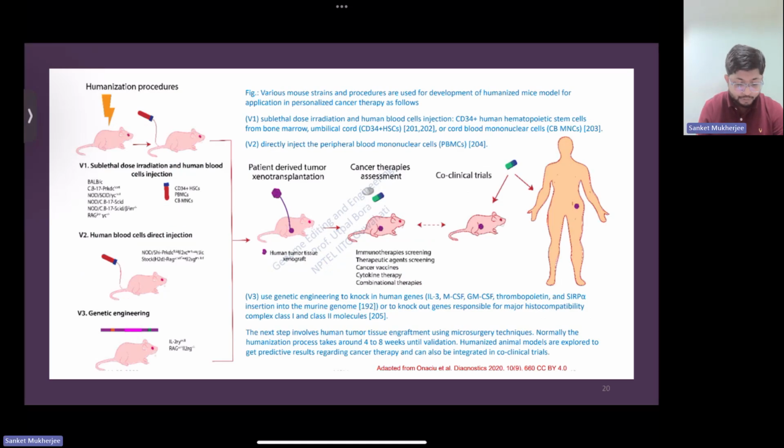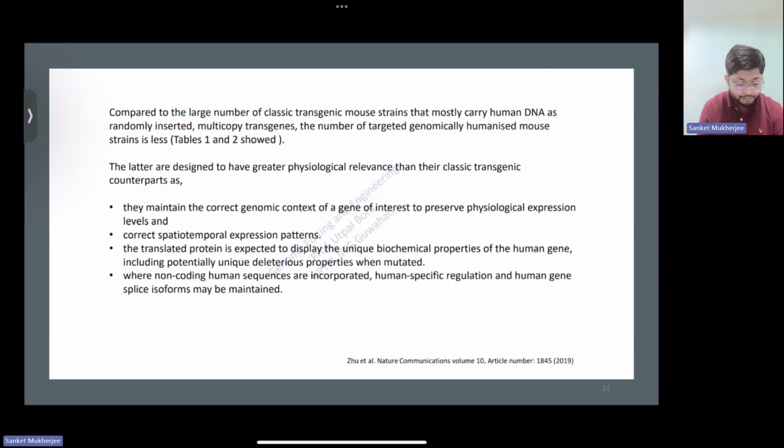So this is the humanized procedure where we give a sublethal dose of irradiation in the case of mice, and then we directly give them human blood so that they have similar pathology to that of humans. We perform genetic engineering, and then this is how we perform trials.